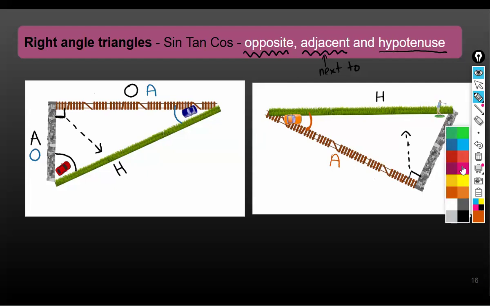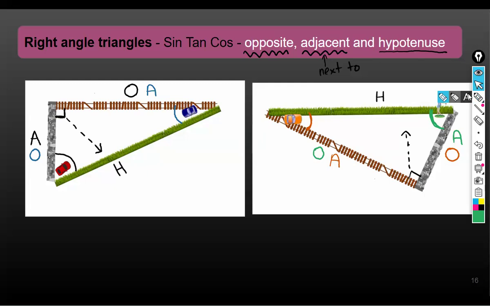From the point of view of the golfer, if I am standing by the golfer, isn't the wooden fence opposite him from his point of view? And the stone wall would be what? Adjacent. Right? You don't need to take this down. This is just for me to help you visualize.